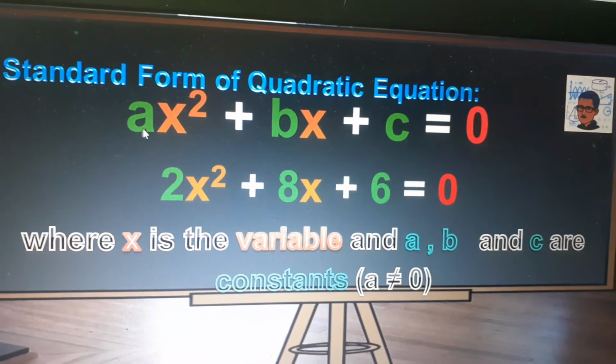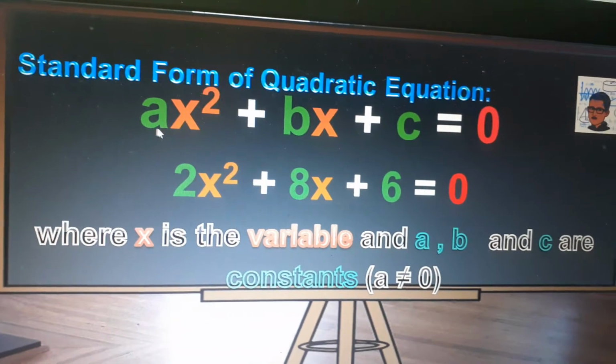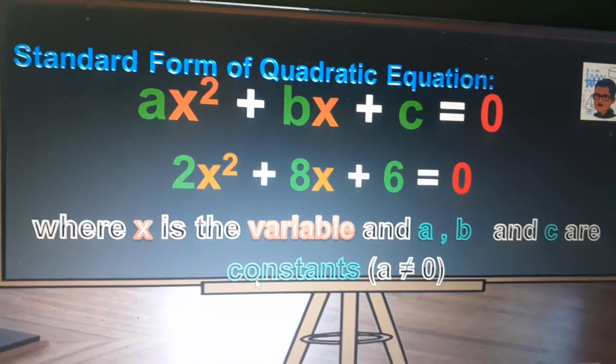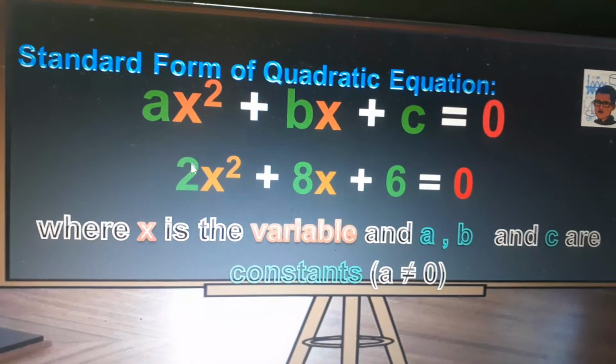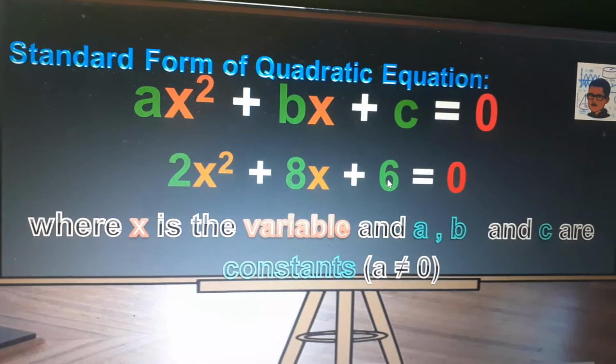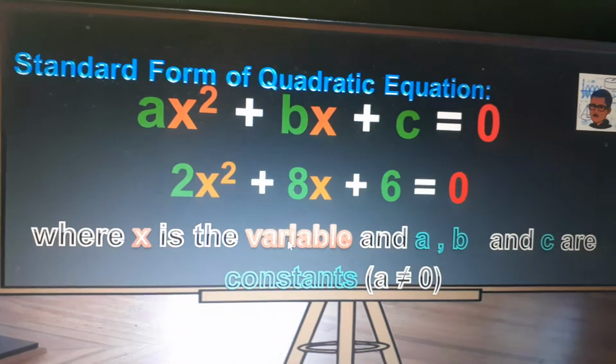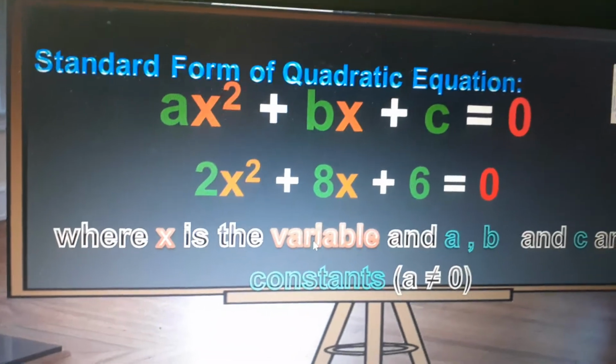Going back to our equation, we have a, b, and c as the constant numbers. In this form, 2, 8, and 6 are the constant numbers, and our x is the variable of the given formula.